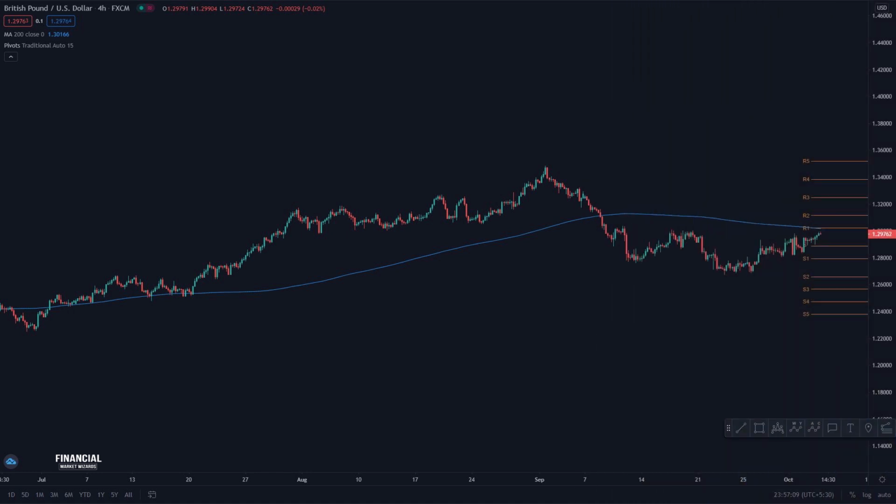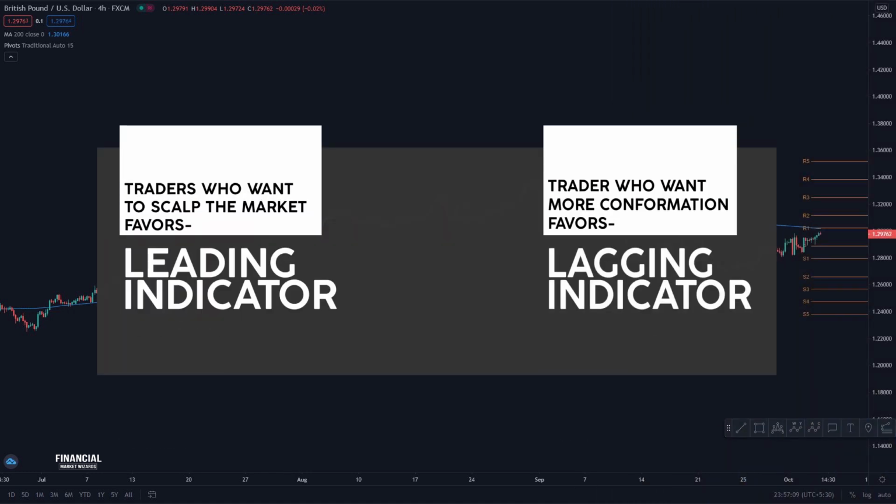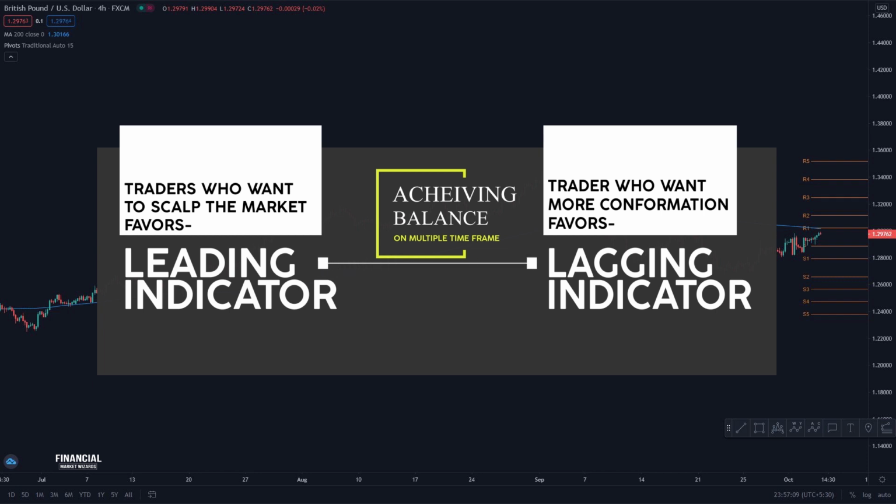Traders who are looking to scalp the market will tend to favor leading indicators, while traders who want more confirmation will tend to favor lagging indicators. The trick to achieving the balance is by mixing leading and lagging indicators across multiple time frames. If you can successfully do this, you will be able to have a trading strategy that is far superior to using either of the two types of indicators in isolation.